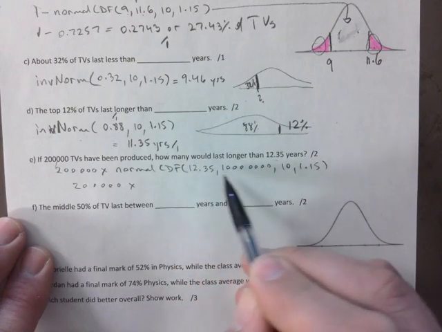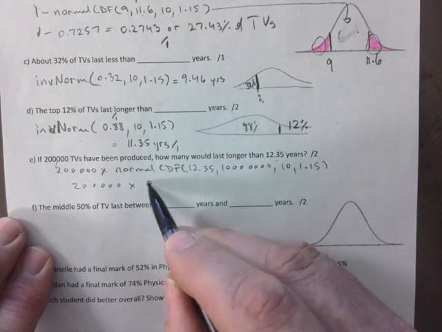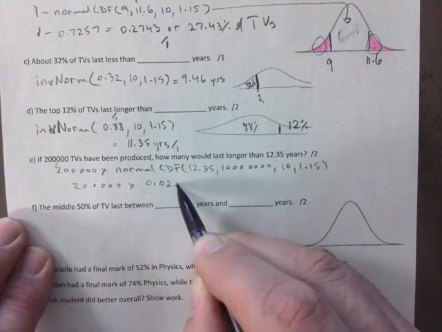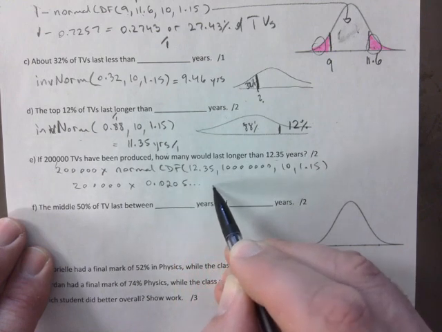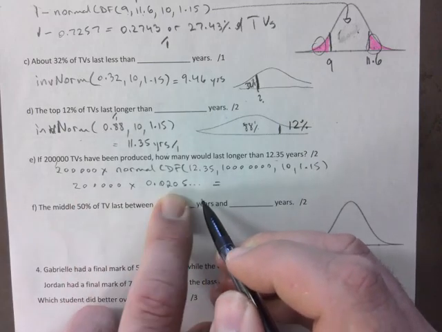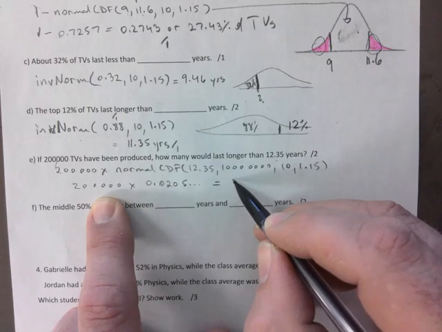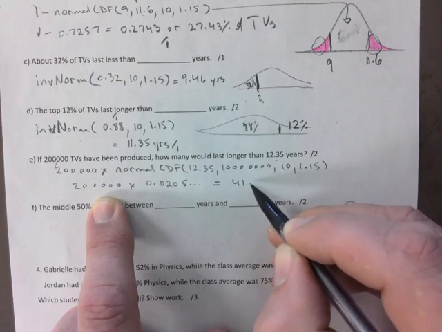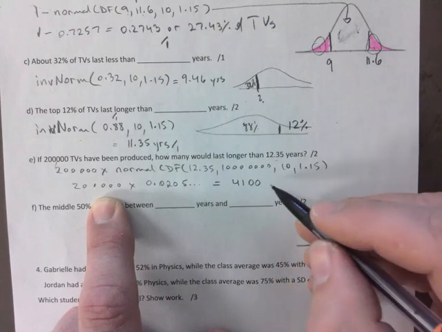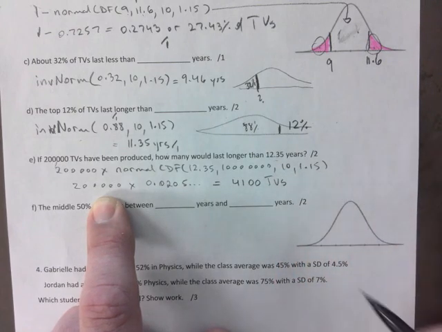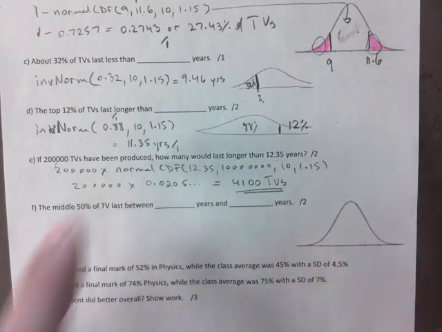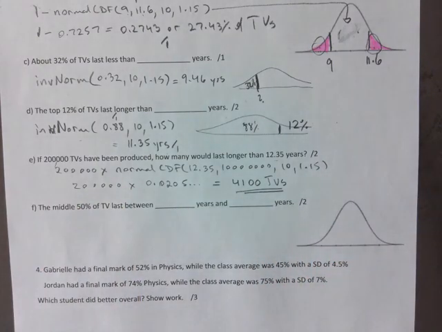So this part is 0.0205 and then some. I keep it all in my calculator if I'm in the process. So that ends up being approximately 4,100 TVs will last longer than 12.35 years.